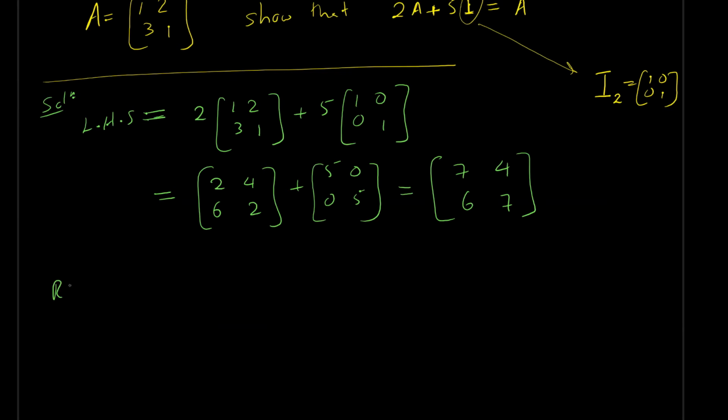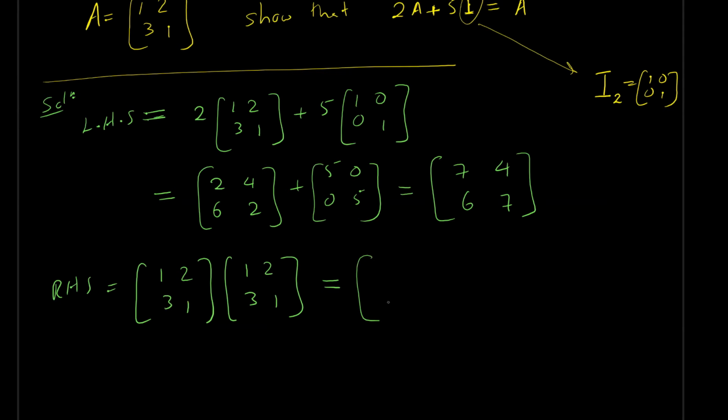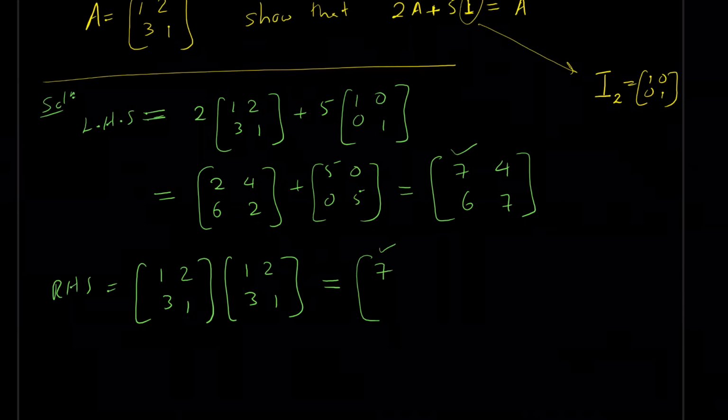Now right hand side, A squared, so A times A, 1 2 3 1, 1 2 3 1. So first row with first column, 1 and 1, 1, 2 and 3, 6, so 7. See, I got this, good.